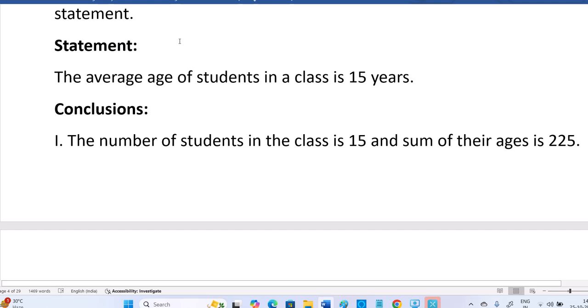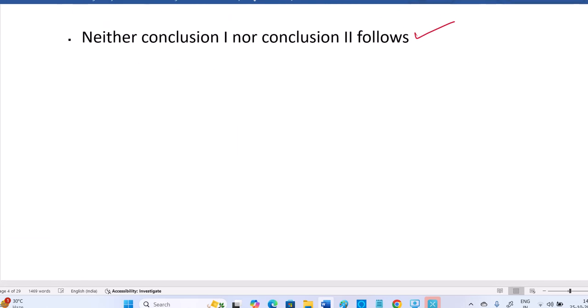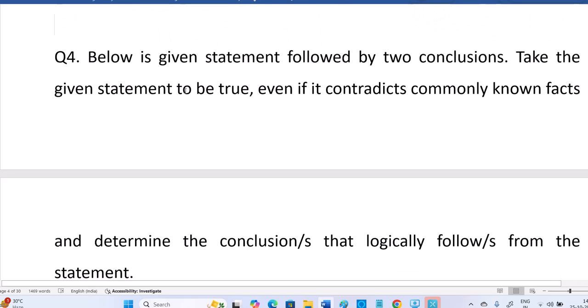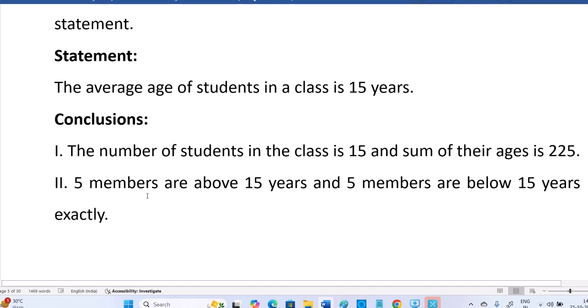Next, again, statements and conclusions. The average age of students in a class is 15. That's the statement. So how many students are in that class is not given. Right, so they said the average age of the students in a class is 15. And the conclusion: the number of students is 15, the sum of the ages is 225.